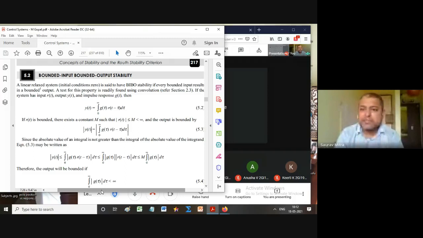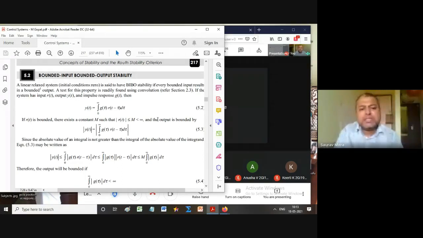Okay, it is stable for that specific kind of input. A system is said to have BIBO stability if every bounded input results in a bounded output. If that is the case, then only we can say that the system is stable. A test for this property is readily found using convolution.